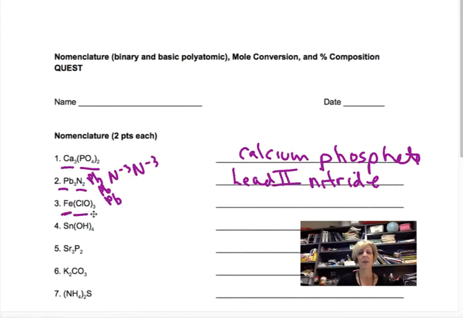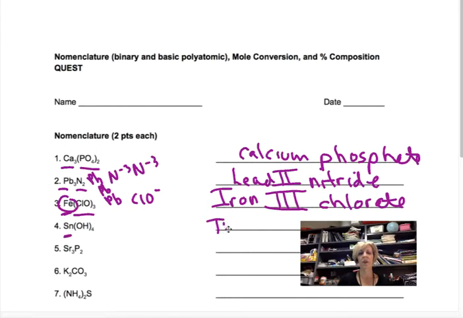This is iron, that is chlorate, and iron is a transition metal, and so I'm going to need a Roman numeral for it. Chlorate is a -1, and I have 3 of them and only 1 iron, so that must be iron(III) chlorate.